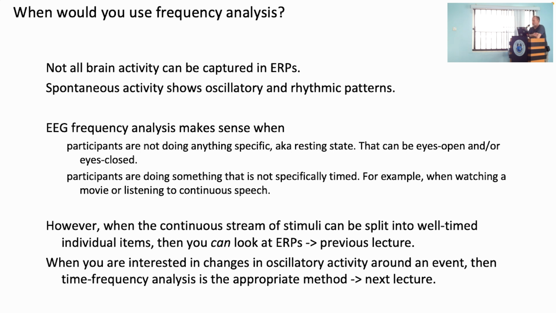When the continuous stream of stimuli can be split into well-timed individual items, then you can look at the ERP. So if you, for example, have a very clear stream of words where every word can be coded with a trigger, then ERP makes sense, or temporal response functions, which is for overlapping ERPs. But when you're interested in changing oscillatory activity around an event, then we can use the timing, and we can use a time frequency analysis.